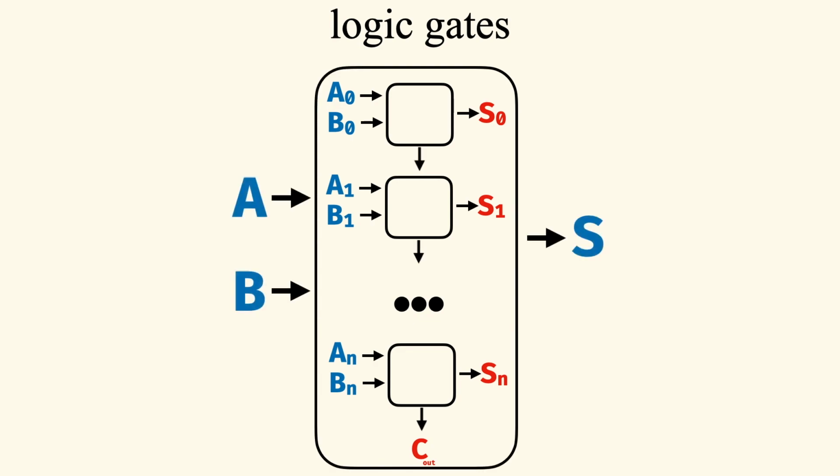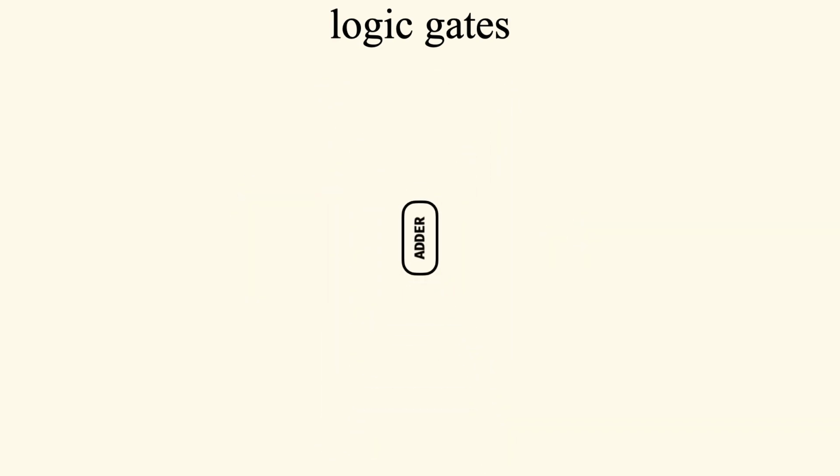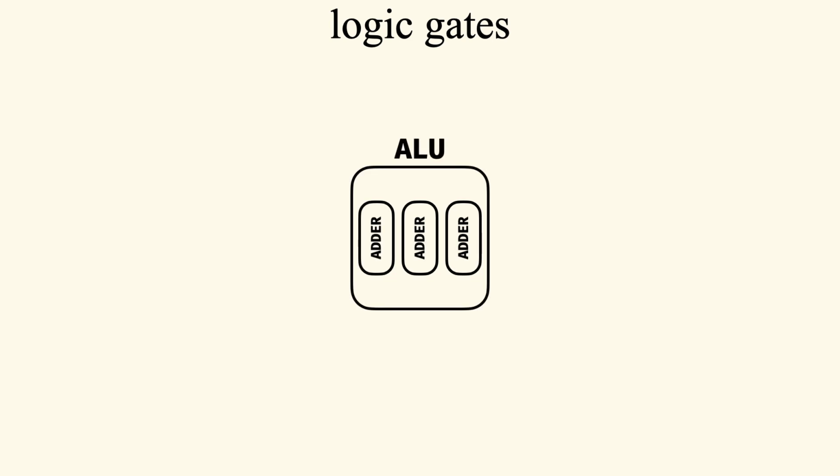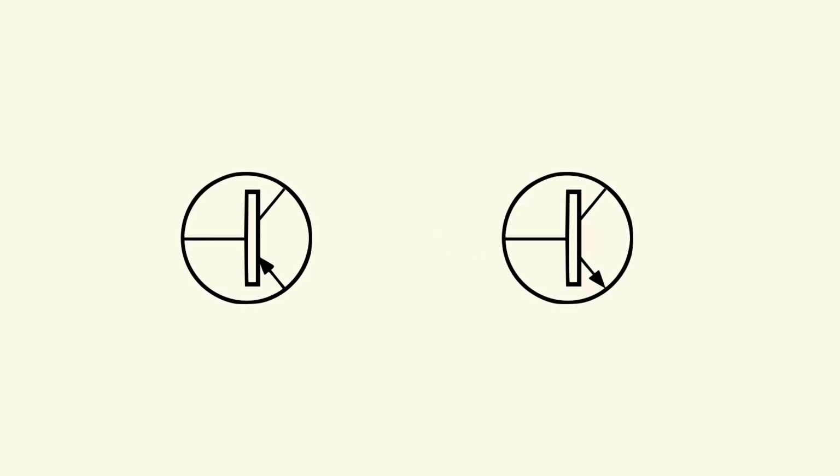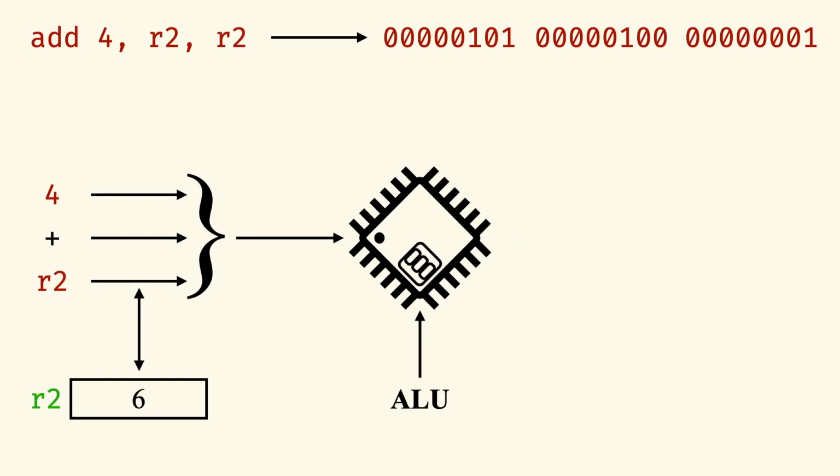In a similar fashion, take a bunch of these big adders and jam them in a circuit together with some other unique arithmetic circuits and we have our ALU. And as a really quick aside here, technically, logic gates are made up of even smaller components called transistors, but again, a little too complex for this video. So back to our addition, adding 4 to R2 and putting the result in R2.